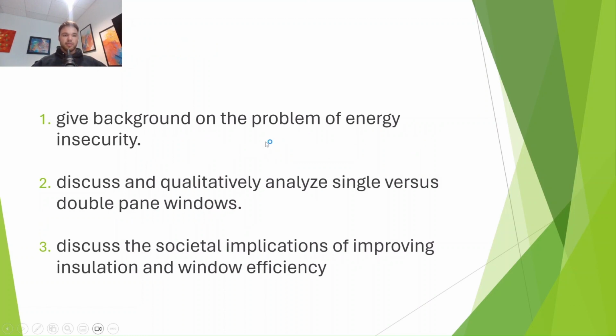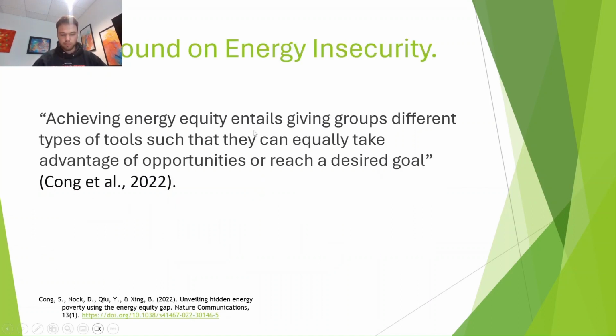So goal 3 is going to be giving background on the problem of the energy insecurity, discussing and quantitatively analyzing the single versus double pane windows, and then discussing the societal implications of improving insulation window efficiency. So a little background on energy insecurity is a condition faced by households when they cannot readily afford or access sufficient energy for living and health-related needs.